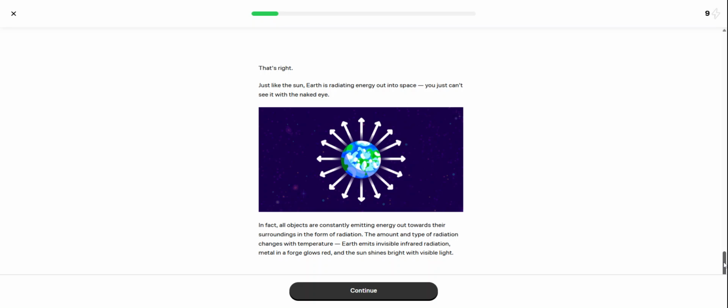Because this energy is invisible, it's not visible to any human being. In this diagram, all energy out of the planet is released as energy emission into outer space, in multiple directions, shown by these arrows. In fact, all objects are constantly emitting energy out towards their surroundings in the form of radiation. The amount and type of radiation changes with temperature. Earth emits invisible infrared radiation. Metal in a forge glows red, and the sun shines bright with visible light. Continue to the next one.